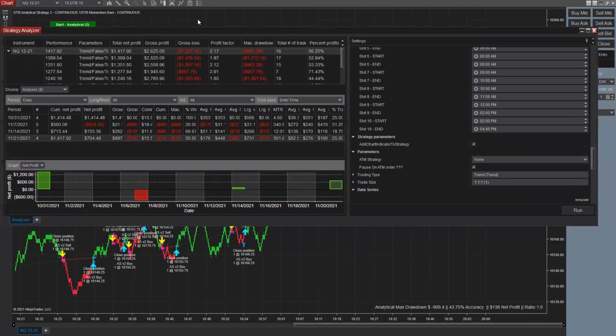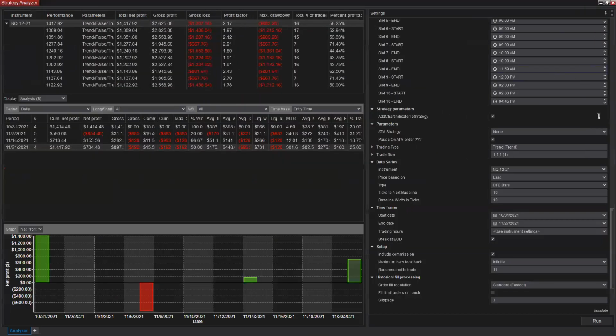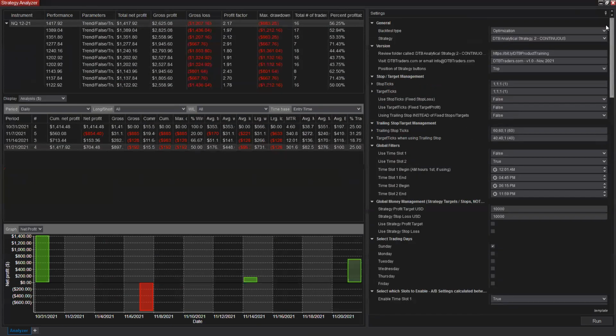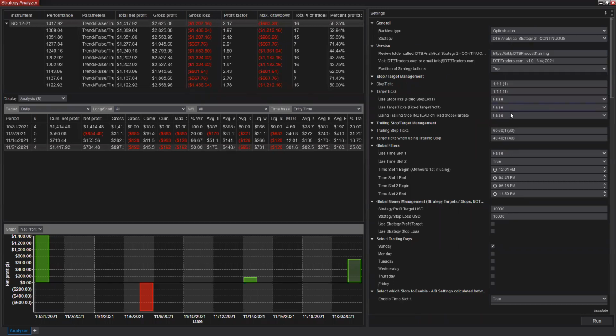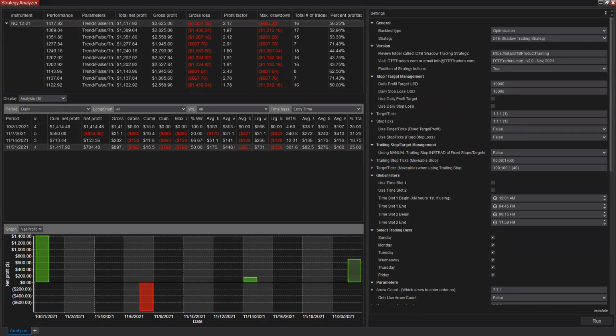Now you can do the exact same thing with the new shadow trading strategy. Did we even cover the shadow trading strategy? We didn't get to it. Okay, I'm going to quickly cover that. Shadow trading strategy is our latest strategy that we've released. And I've been going so much into the analytical that I've actually forgotten about this one. But this one is beyond extraordinary.